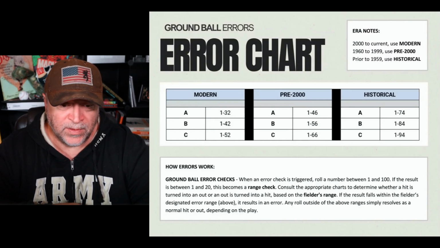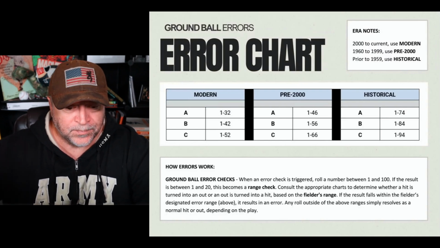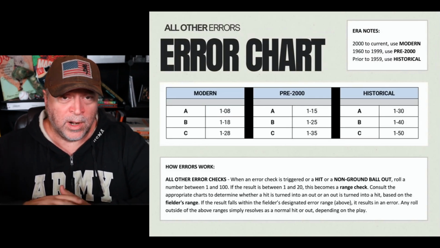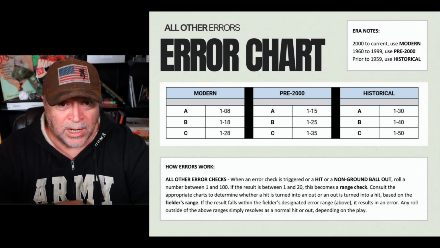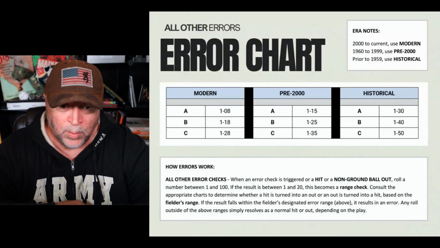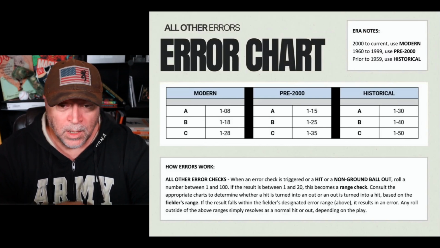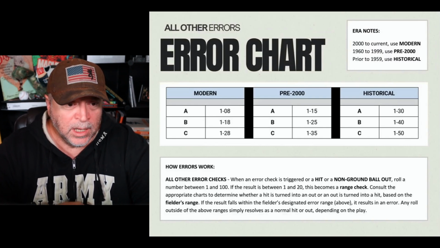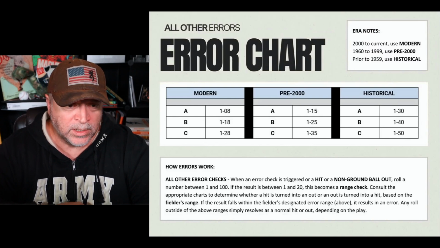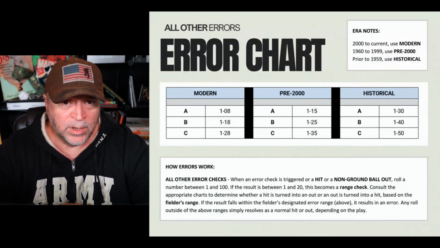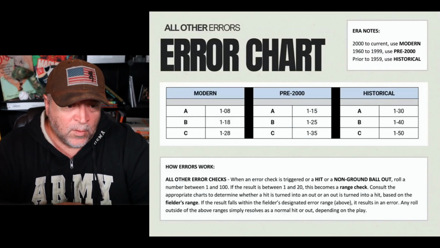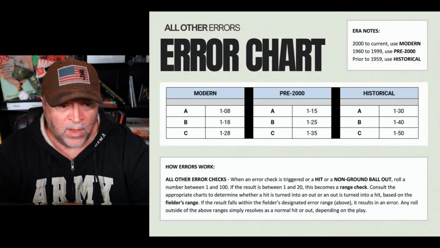So you can see the difference between the modern, pre-2000, and historical. When you are rolling for an error check, if it falls within this range, it is an error. If it falls outside of this range, it is an out. Now let's look at the all other errors chart. Again, this is for any non-ground ball error check on a hit, single, double, triple, on an infield single, and for lineouts, pop-outs, foul-outs, and flyouts. When you roll an error check on these plays, you will see the error rating is much lower. So on a flyout or a lineout, the possibility of an error is going to be much lower than on a ground out. For a fielder, that is an A. If they had a line out or a fly out, there would be a 1 to 8% chance of an error. In the pre-2000, it'd be 1 to 15, and historical 1 to 30.